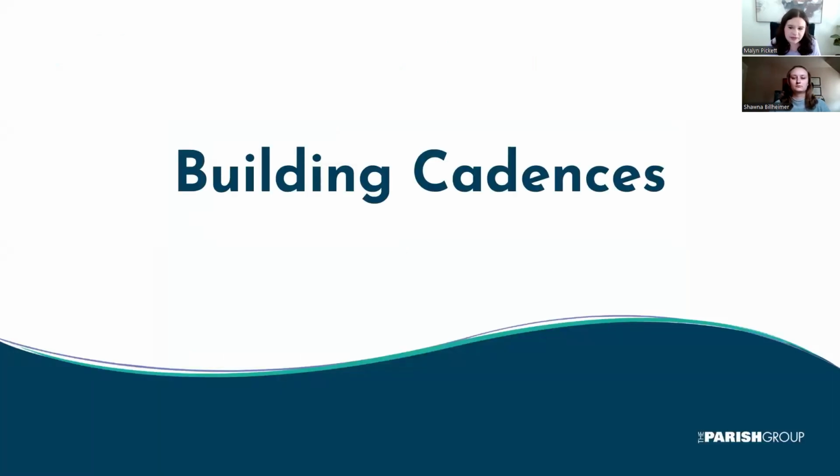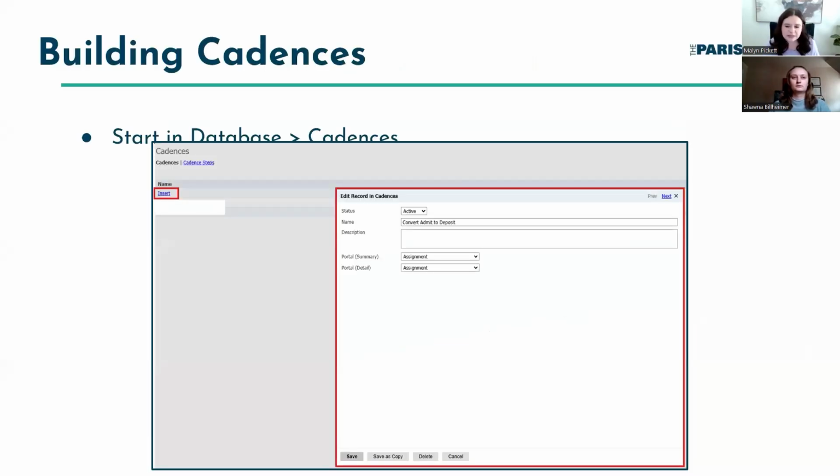Now that we have our assignment list built, let's go ahead and create our cadence and cadence steps. We will start by going to the database and finding cadences. Once there, go ahead and click Insert and give it a name. Under the portal summary and portal detail, you can select the express portals that you just made within your assignment list. If you leave the detail portal blank and someone is working through their cadences and clicks on details, they'll simply be routed to that student's record.